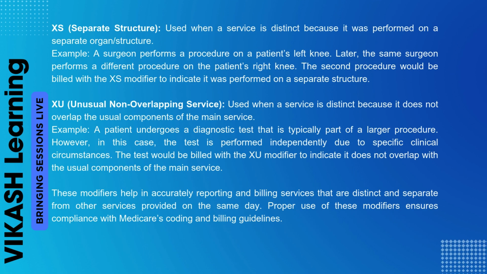XS, separate structure, used when a service is distinct because it was performed on a separate organ or structure. Example: a surgeon performs a procedure on a patient's left knee. Later, the same surgeon performs a different procedure on the patient's right knee. The second procedure would be billed with the XS modifier to indicate it was performed on a separate structure.